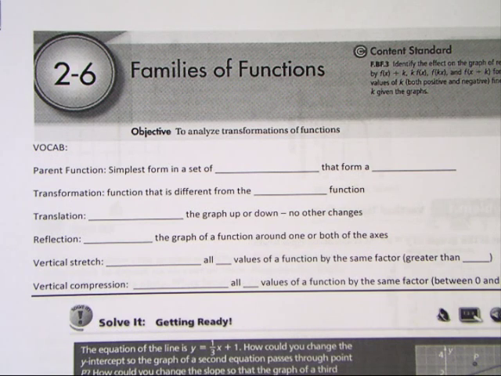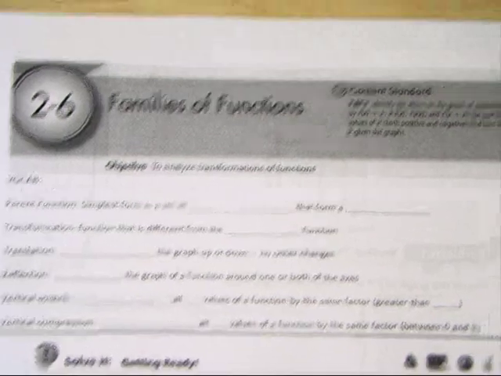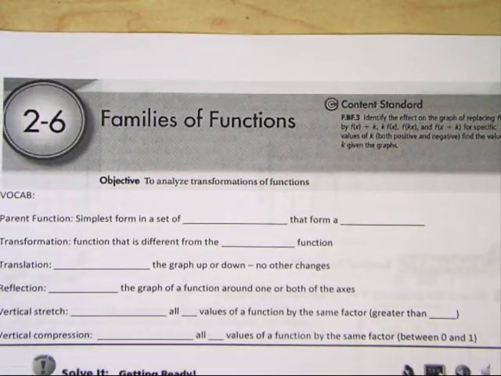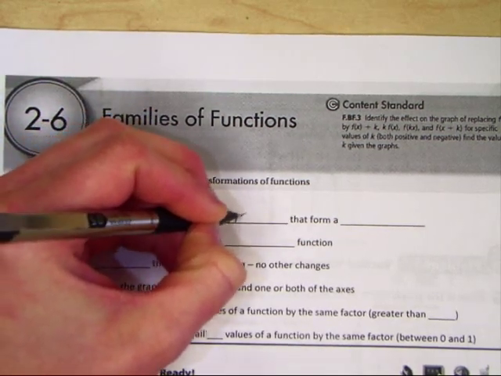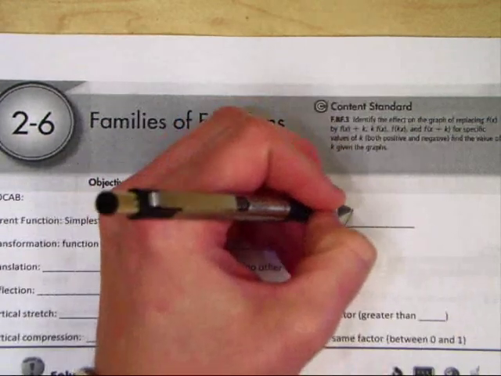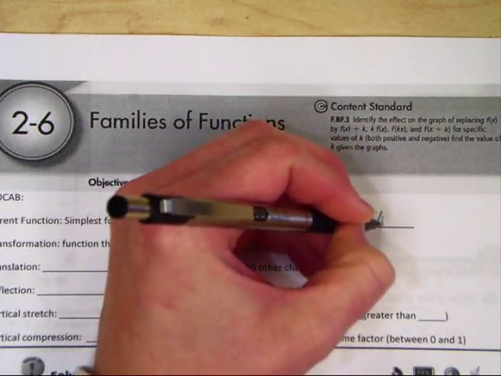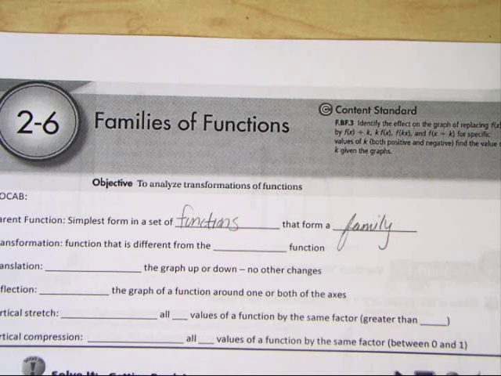Okay, so a parent function, that's our first definition today. A parent function is what we call the simplest form in a set of functions that form a family. For example, there is the straight linear family, there is the parabola quadratic family, there's the cubic family, and there's the quartic family, and so on and so forth.